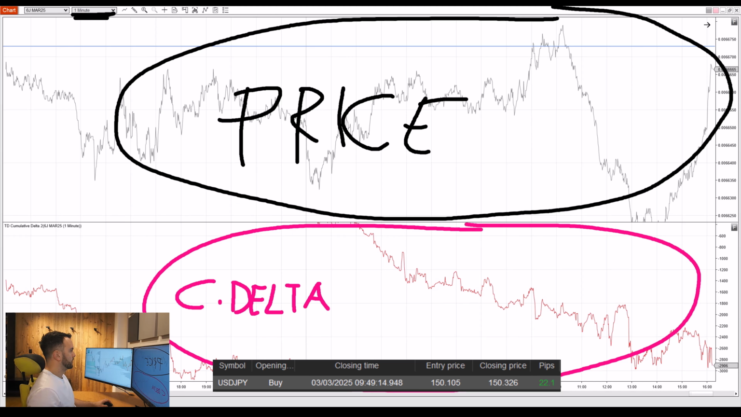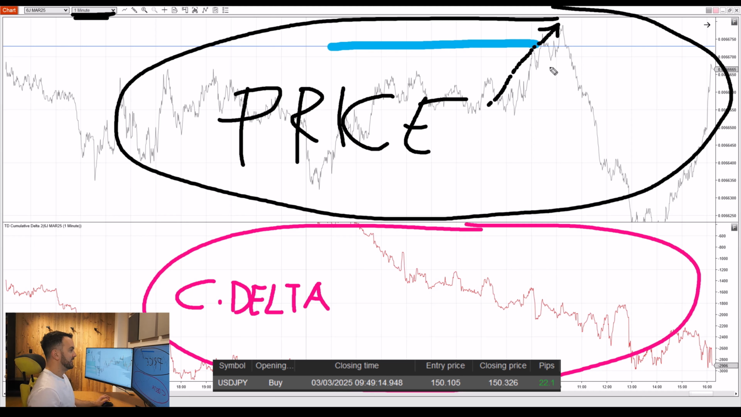Now, this blue line is the level. On forex it was long, on futures it was short, but this was the level. So in here you can see that the price was going towards that level, shooting past the level. The price was going upwards, shooting past the level.